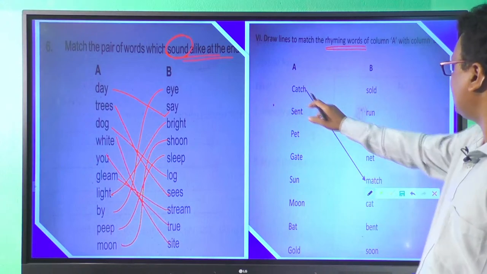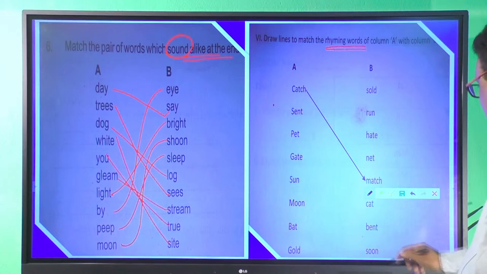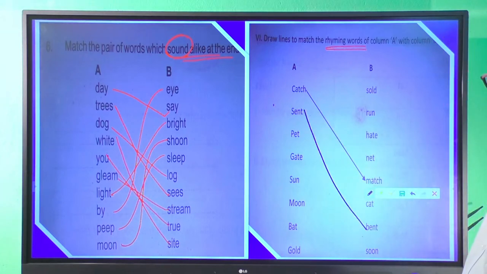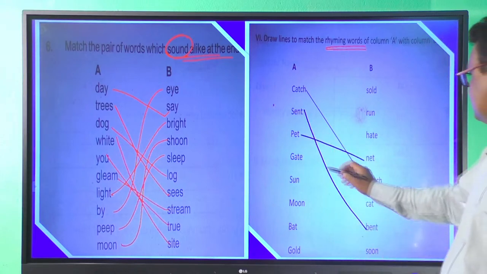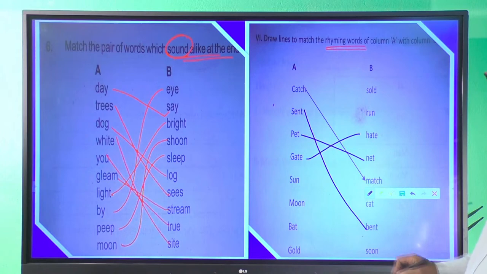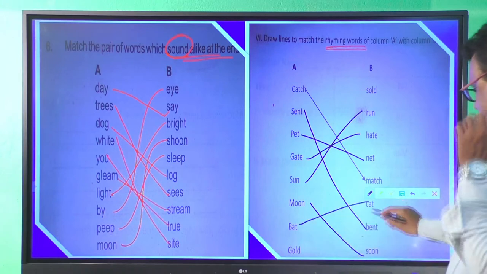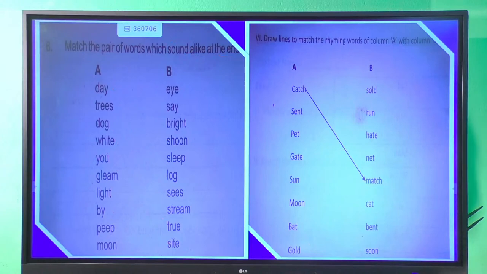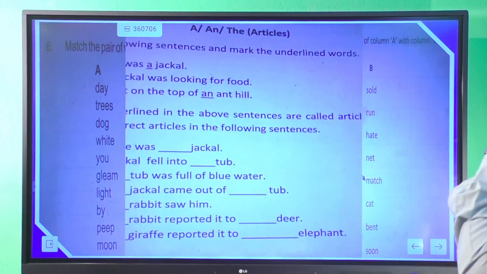See what is given here? Catch, match. Saint, bent. Pet, net. Gate, hat, sun, run, moon, soon, bat, cat, gold, sold. So in this way you can do such type of practice for your exam.